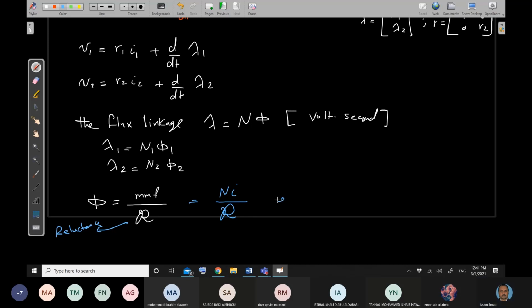So now, if I need to find the leakage flux for the first coil, or coil number i, let's say in general form, this will equal to what? Phi Li will equal N i I over the reluctance of what? Of the leakage path, Li. Correct? Yeah.